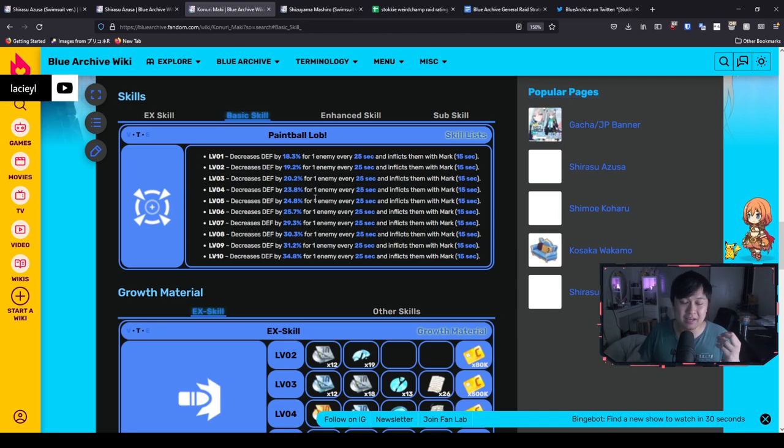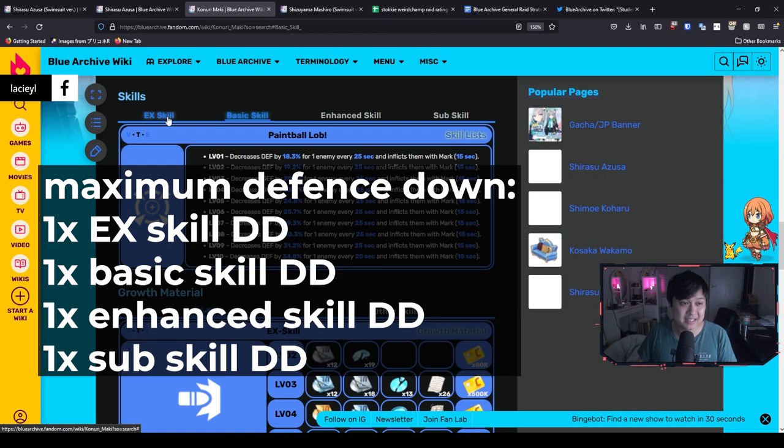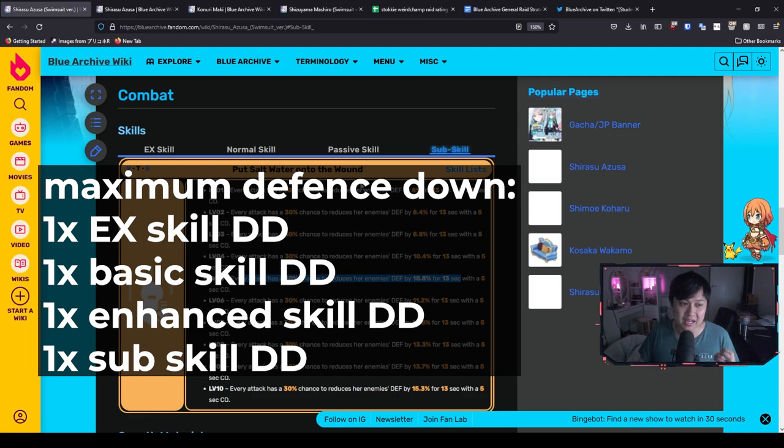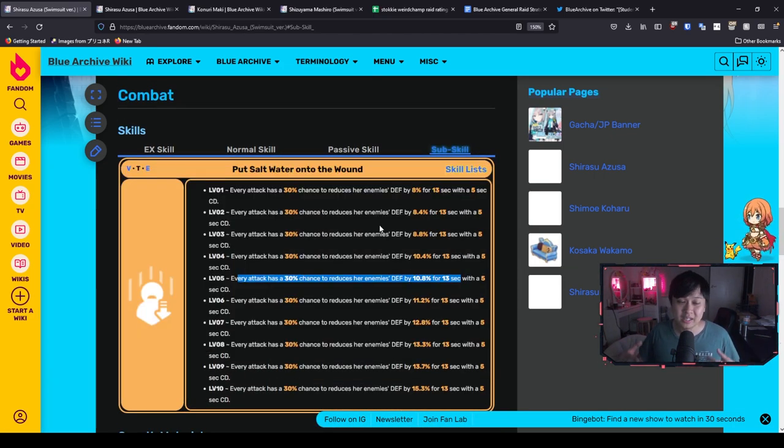So what this means is that if you really want to stack defense down, you need one of the EX skill defense downs, which is provided by Akane, a basic skill defense down, an enhanced skill defense down, which I don't know if it exists, and a sub skill defense down, which our Summer Azusa has. And on that note, she is the only character, I believe, in the game right now, even on JP, to have a defense down skill on her sub skill.